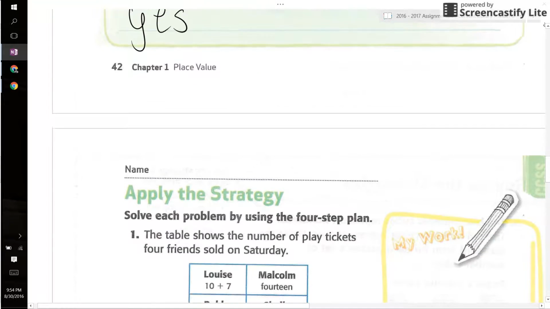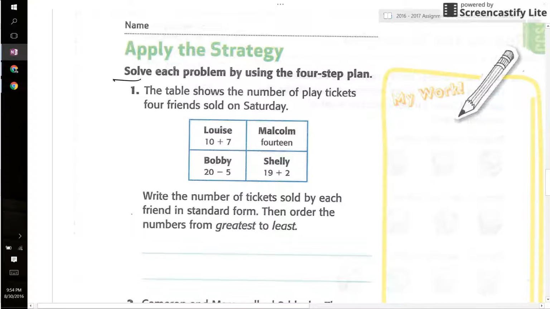So now what I would like you to do is take a look at number 1, and I want you to try and apply the strategy. Then I want you to go ahead and pause the video, solve it, and then go ahead and unpause it, and we'll take a look at it together. Go ahead and pause it. All right, welcome back. So in this case, we're looking at this table here.